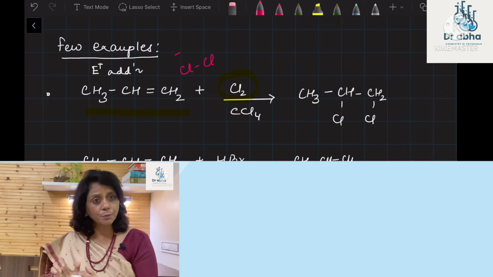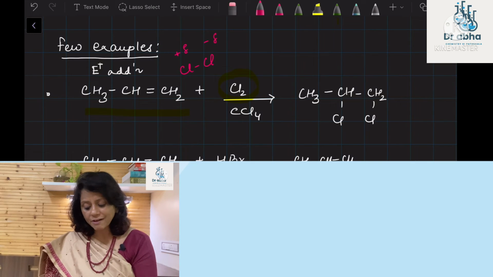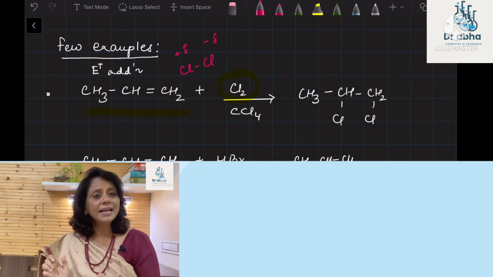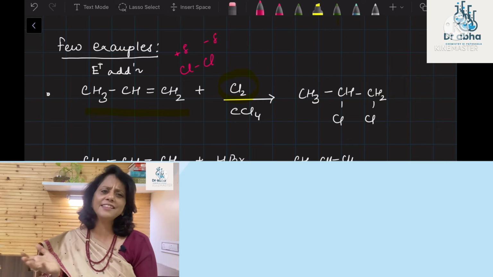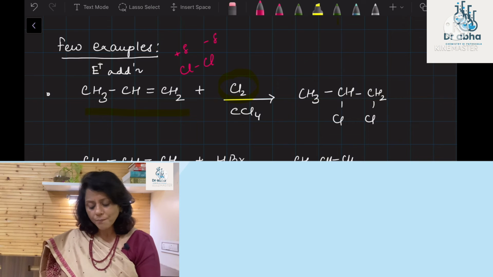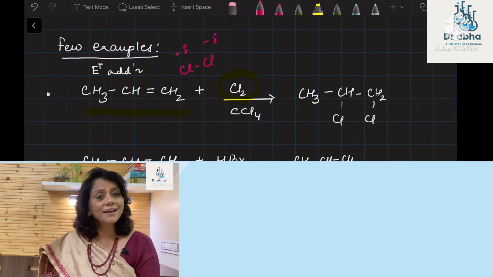When this chlorine is brought closer to the alkene, what happens? It develops charges, right? And the first step will be the addition of the electrophile, and then the carbocation is generated, and we'll talk about it in a separate video, right? So addition of chlorine across the double bond will be the rate determining step. So we call it electrophilic addition.